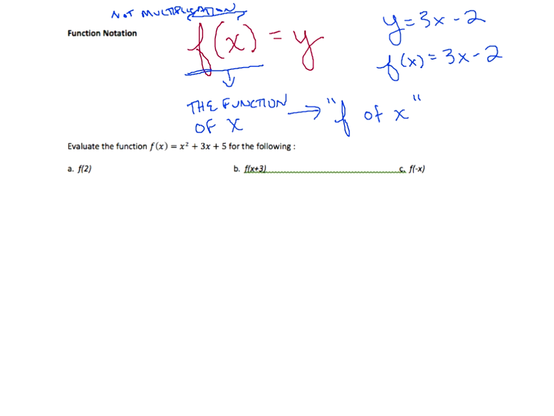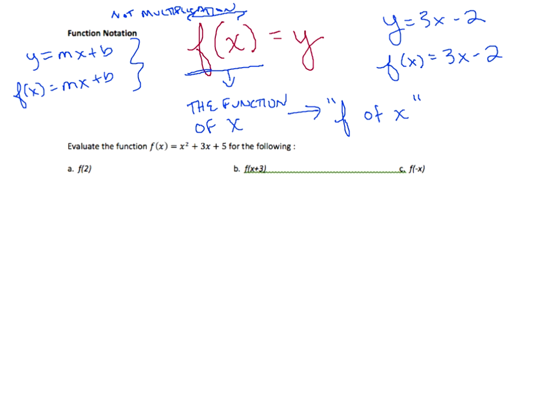So another familiar one to you, y equals mx plus b. F of x equals mx plus b. There's your slope-intercept form right there. So don't let it freak you out because it's just notation.